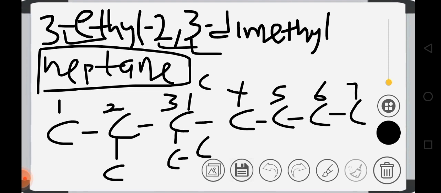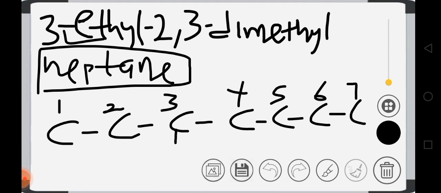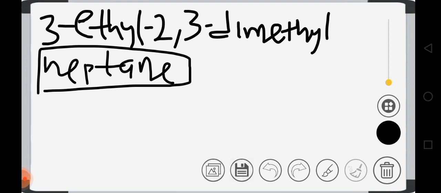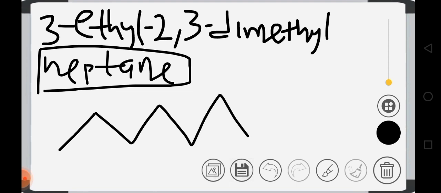You can also decide to do it this way, in a very short way, using lines. Let's say you have 1 carbon, that is 2 carbon atoms, 3, 4, 5, 6, 7. Then you number 1, 2. You can number it from here as well, there's no problem. I just want to start from the other side: 1, 2, 3, 4, 5, 6, 7.